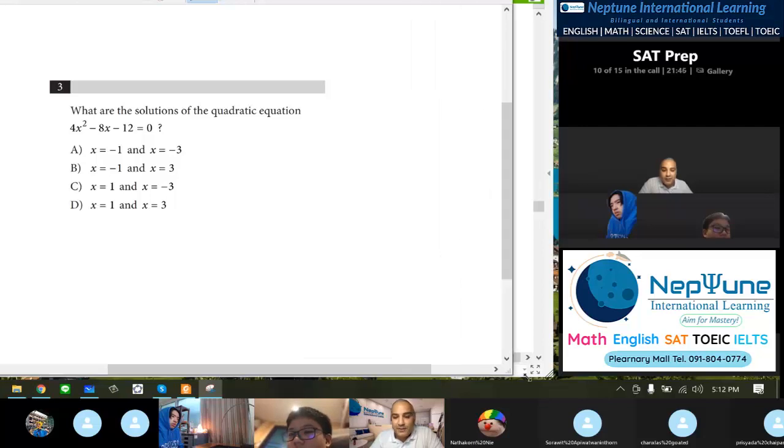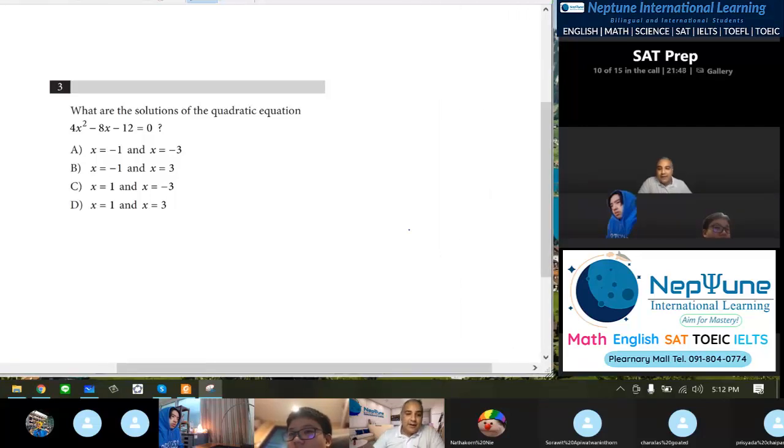What are the solutions of the quadratic equation? For some of you, maybe you haven't learned this one yet. When you have a quadratic equation, that means the degree of the equation is 2. Then we call it quadratic. The standard form is written like ax squared plus bx plus c. That's the standard form.